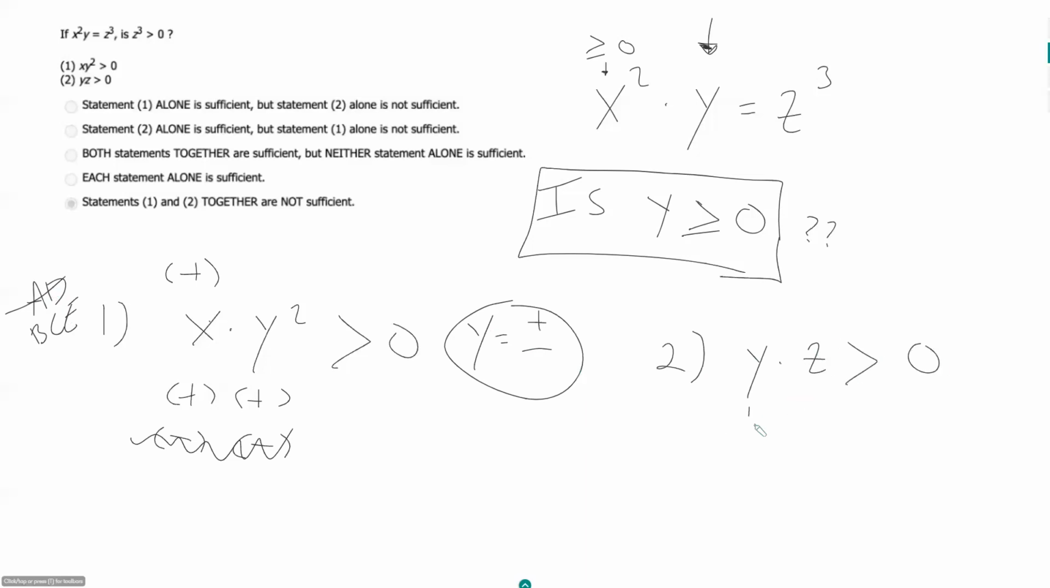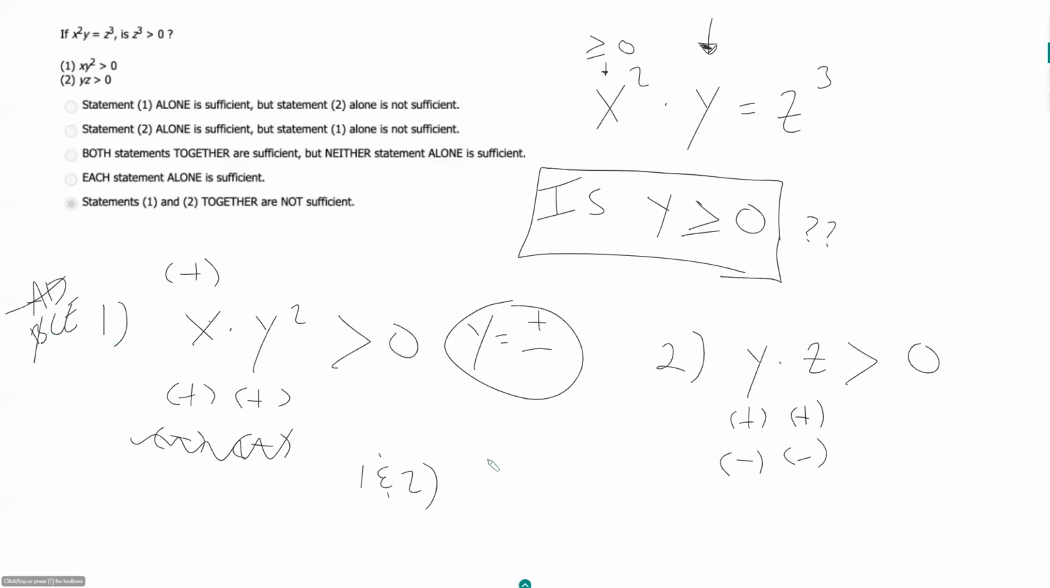Statement 2 says y times z is greater than 0. So now we know either both y and z are positive, or both y and z are negative. But we already determined that the sign of z is the same as the sign of y. So this statement really isn't telling us much different. This one is also insufficient.